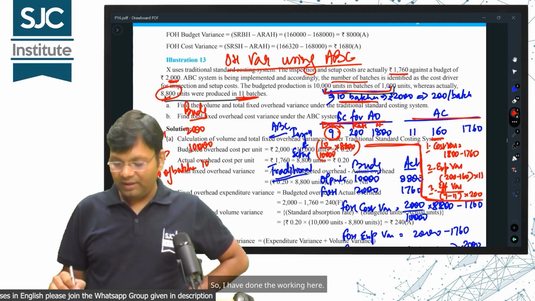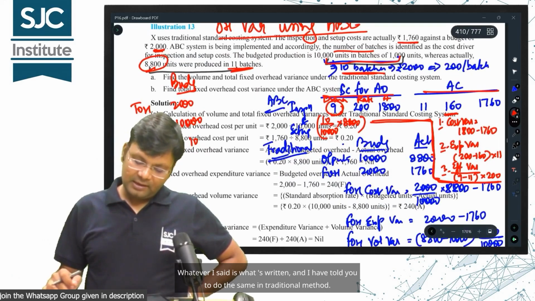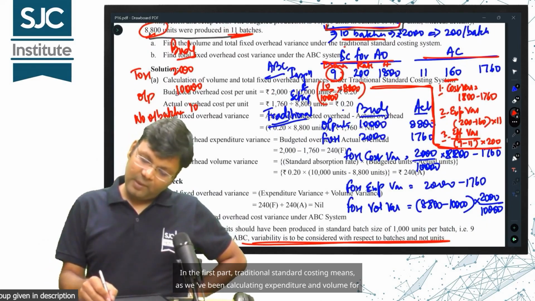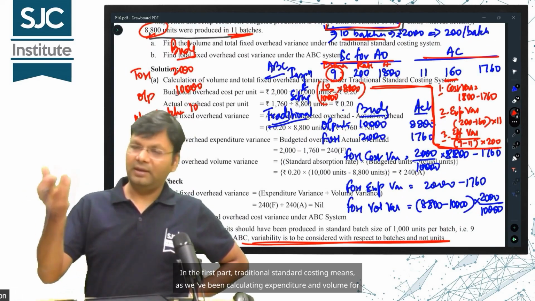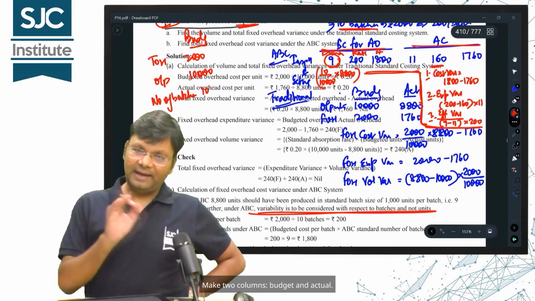So, I have done the working here. Now you can notice that. Pay attention. Whatever I said is what's written, and I have told you to do the same in the traditional method. In the first part, traditional standard costing means, as we've been calculating expenditure and volume for fixed overheads, do the same. Make two columns, budget and actual.